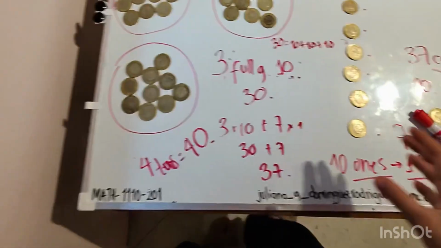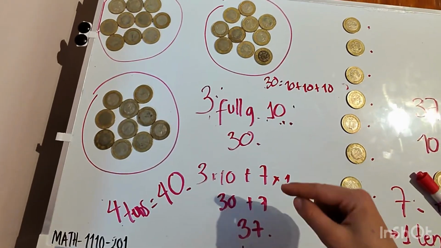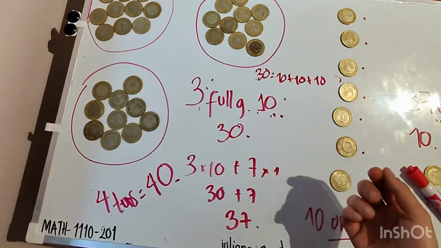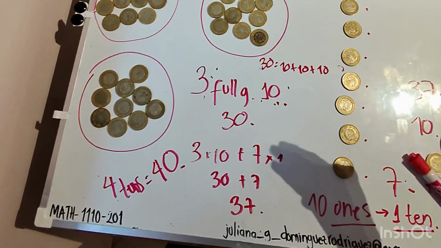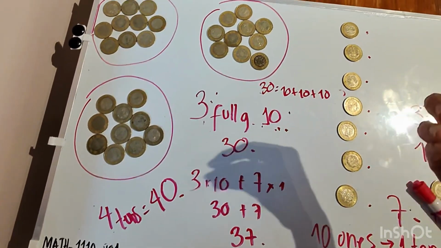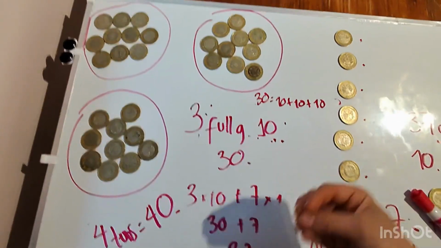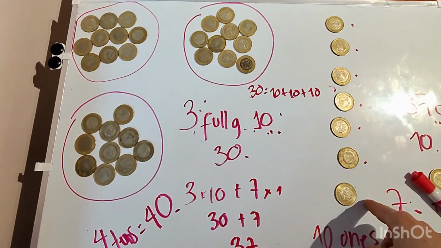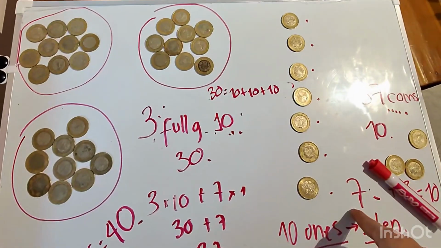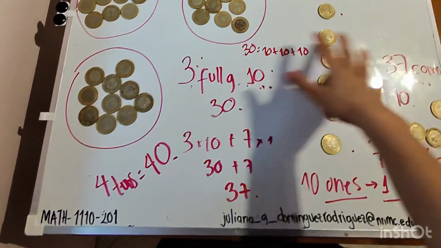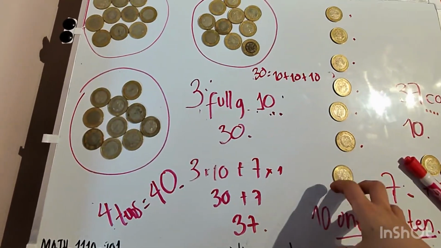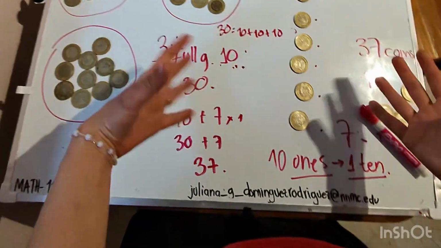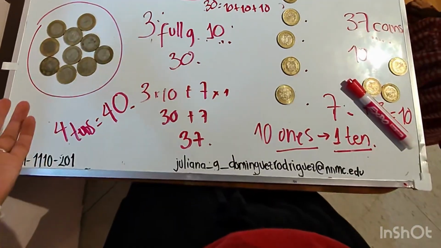This is called place value because the value of each digit depends on its position in the number. The digit 3 is worth 30 because it is in the tens place, while the digit 7 is worth 7 because it is in the ones place. Using physical objects helps to see that numbers are made of groups and units. It's not just symbols that we write on paper.